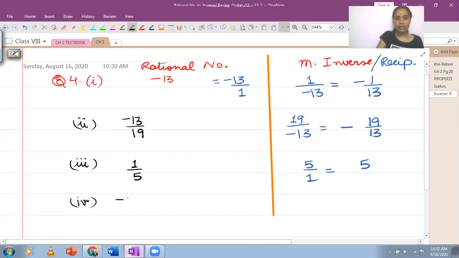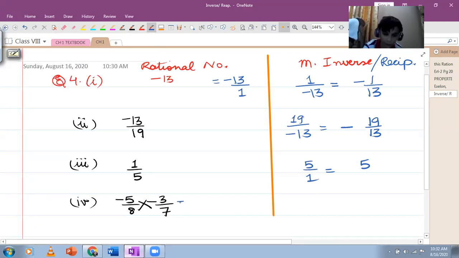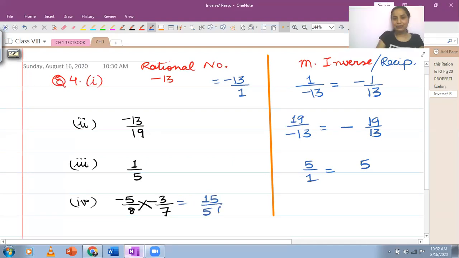Fourth part, we have minus 5 by 8 multiplied by minus 3 over 7. So let's solve. Ma'am, 56 by 15. Okay, this is 15 over 56. Minus and minus get cancelled. 5 into 3 gives 15. 7 into 8 gives me 56. Right? And now I will write the reciprocal. This will be 56 over 15.